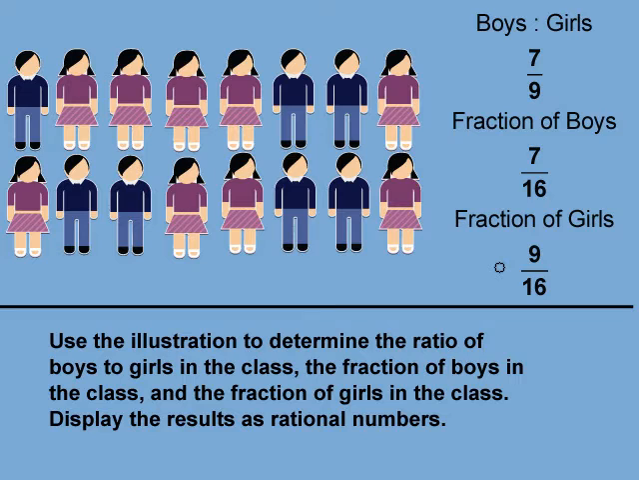There are a couple more observations to make. First, the total number of students, the whole, is made up of two parts, the number of boys and the number of girls. So the ratio of boys to girls, this ratio, is a part-to-part ratio. The fraction of boys and girls are part-whole ratios. All of these are rational numbers, but some are fractional amounts. Let's look at another example.